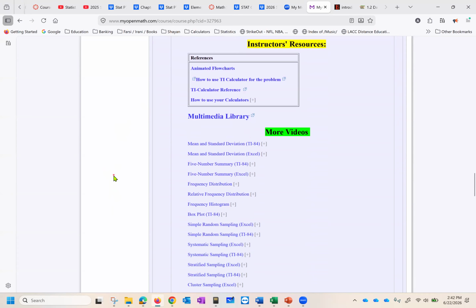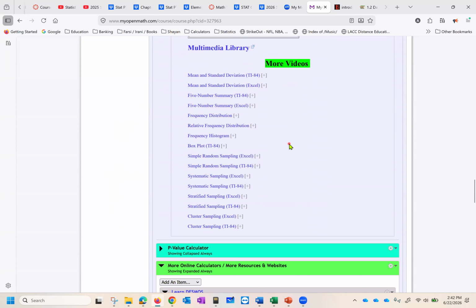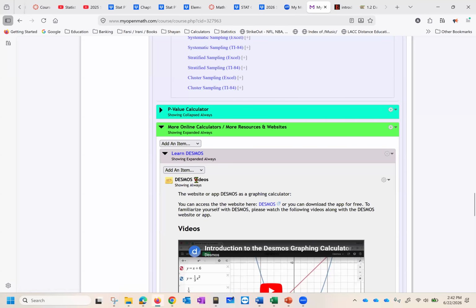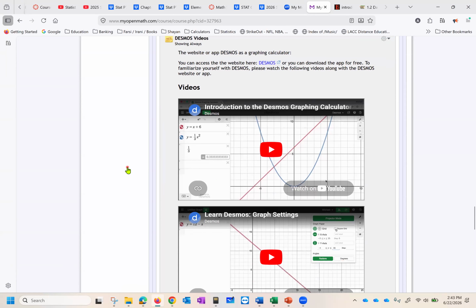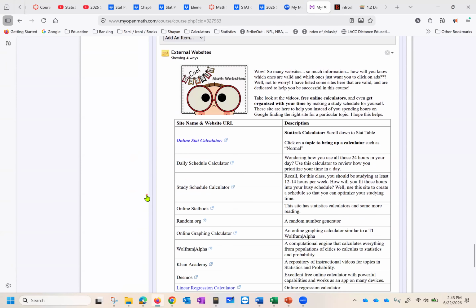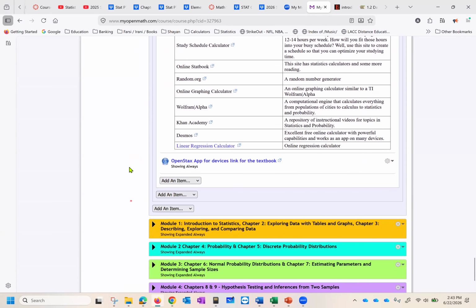And then we have the instructor's resources. Those are my resources, multi-library. Then there are more videos, p-value calculators. You don't have to worry about it now. And more online calculators here. For one of them, you see the Desmos calculator. You see a couple of videos that are helpful. And even more calculators, okay? Online stat calculator, daily schedule calculator, you name it.